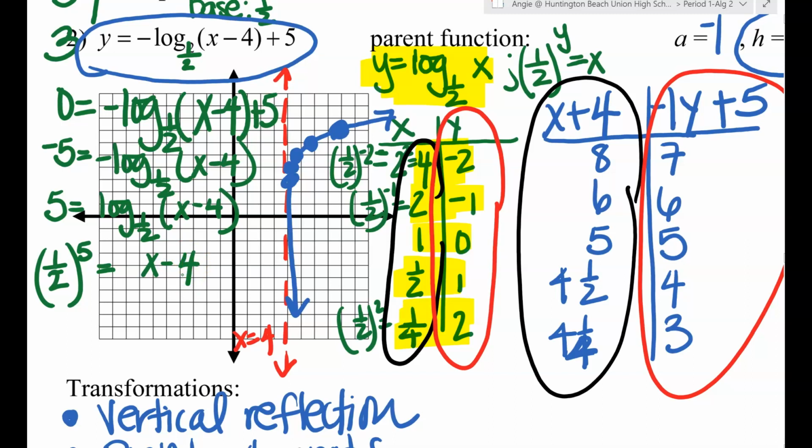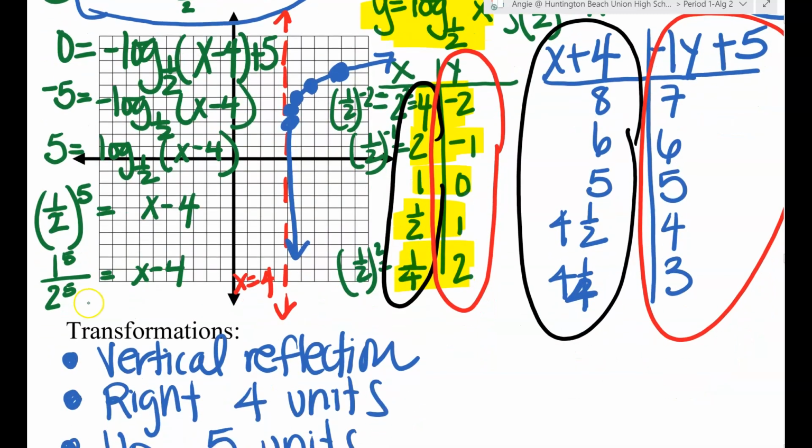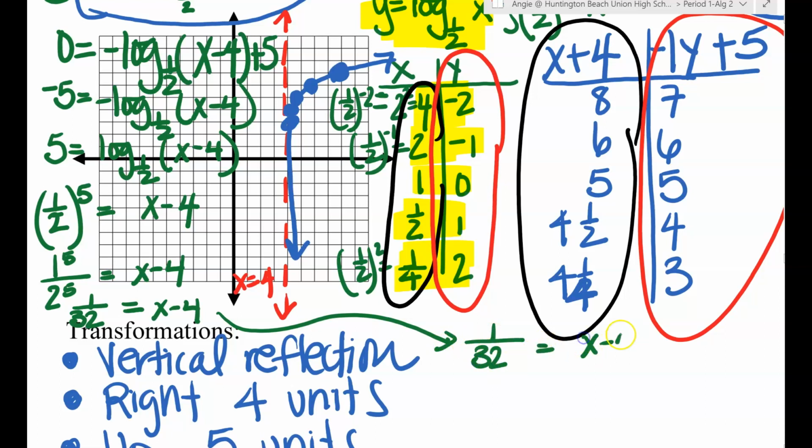Now, 1/2 to the 5th, that's the same thing as saying 1 to the 5th and 2 to the 5th, right? Equals x minus 4. Well, 1 to the 5th is 1. 2 to the 5th is going to be 32. I'm kind of running out of space, but I'm going to move up a little bit. So that's going to be 1 over 32 equals x minus 4. I want you to follow me over here to where I have a bit more space. So now that's 1 over 32 equals x minus 4.